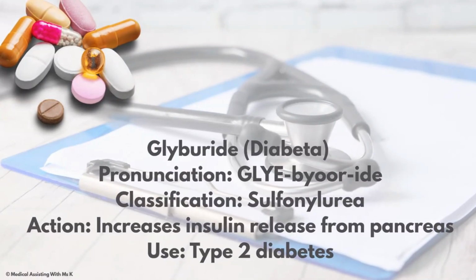Diabeta, the generic for Diabeta is glyburide. Classification is sulfonylurea. The action, it increases insulin release from the pancreas. It is used for patients with type 2 diabetes.